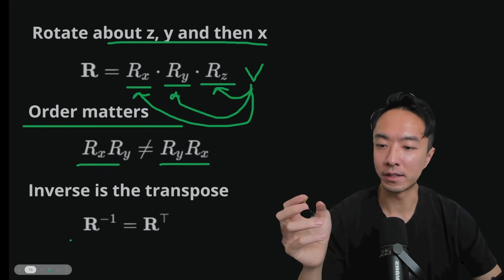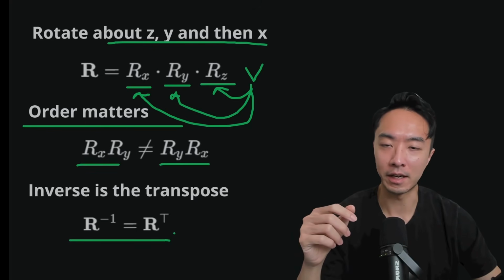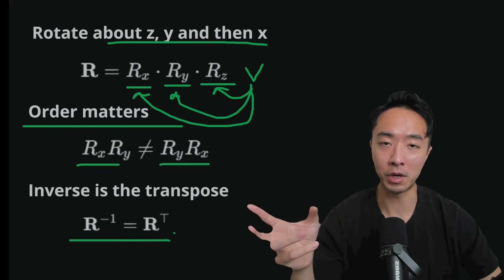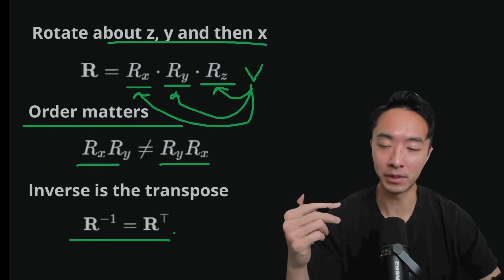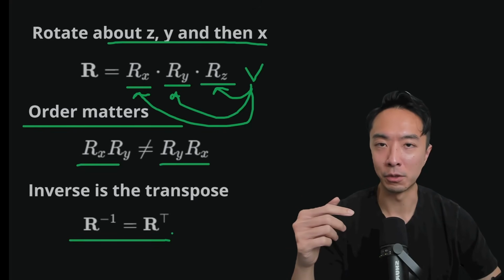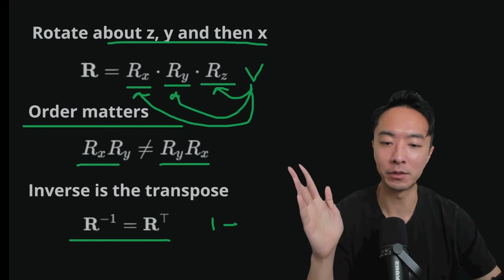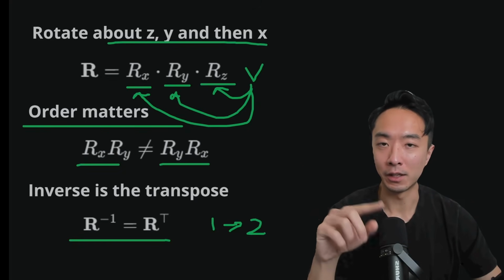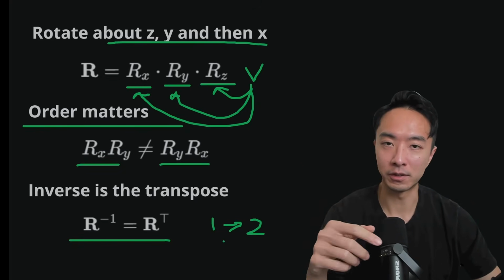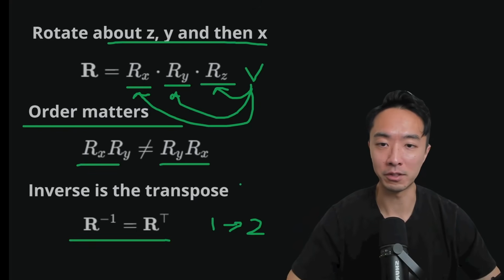And the inverse is a transpose. So this is actually a very nice property of it, which makes the computation very light. So when you want to go between frames, like let's say from frame 1 to frame 2, and you want to go back and forth, you just need to take the transpose of the rotation matrix.